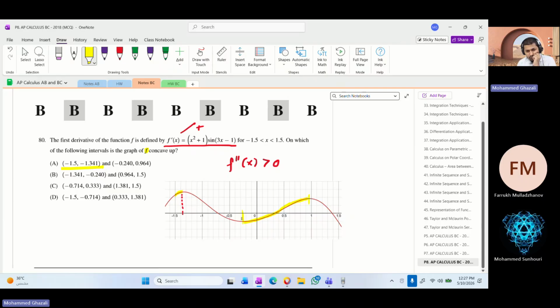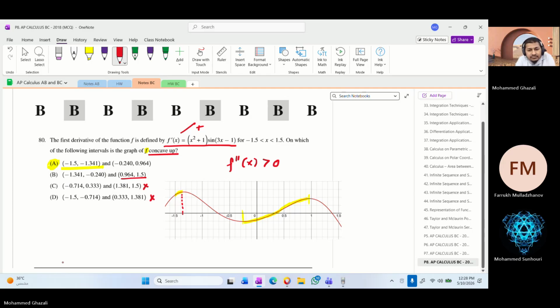Negative 0.24 is about 0.25. So 0.96. Yep, I'll go with option A. That's the only one that makes sense, because it's decreasing here, from 0.964 to 1.5, so you can't take that. We're looking for concave up. Negative 0.714 is somewhere around there, and there's a decrease there. Nah, not this. I'll go with option 1.